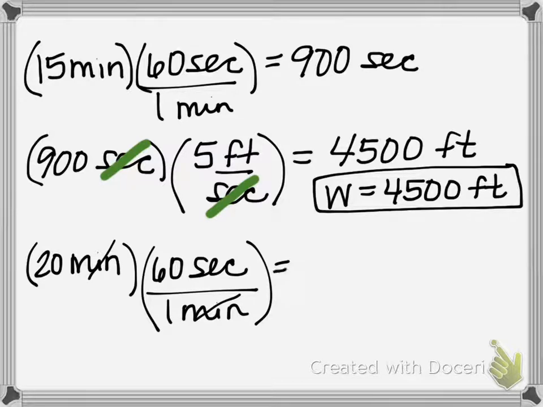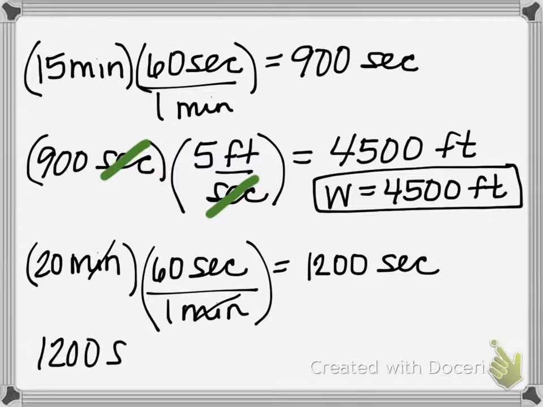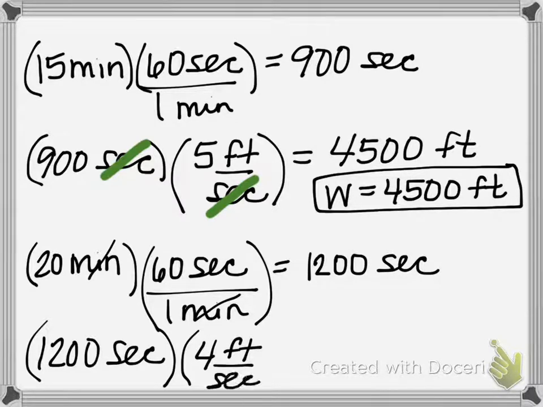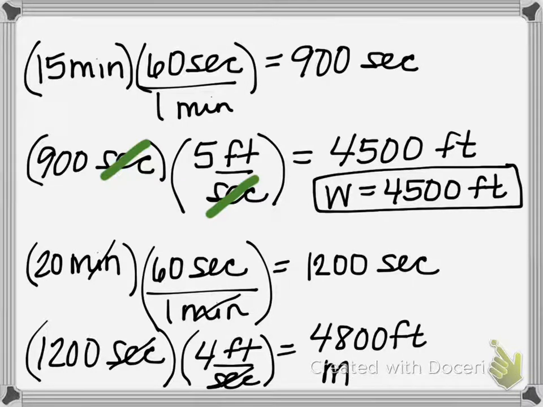So the man will have walked for a total of 1,200 seconds. So 1,200 seconds, and we'll multiply that time by his rate. And the man was walking at a rate of 4 feet per second, which gives us a final distance of 4,800 feet. So the man's distance, or m in this case, would be 4,800.